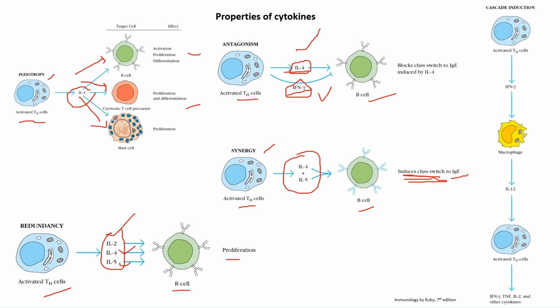Next, another property of cytokines is cascade induction. As you can see here, the activated TH cell producing one cytokine, that is interferon gamma, helps to activate macrophage. In turn, macrophage is again secreting one cytokine, that is interleukin 12, which helps to activate TH cell. Then TH cell in turn again produces some cytokines. So this is a cascade reaction, one affecting the other.